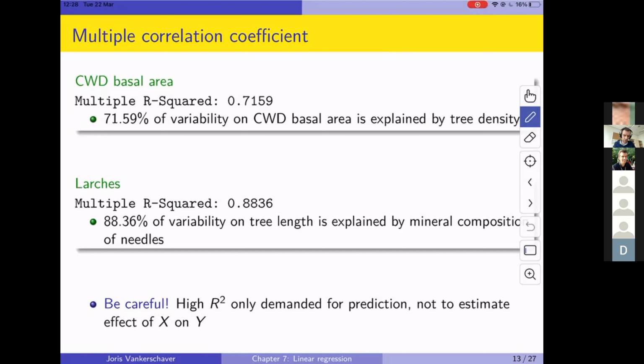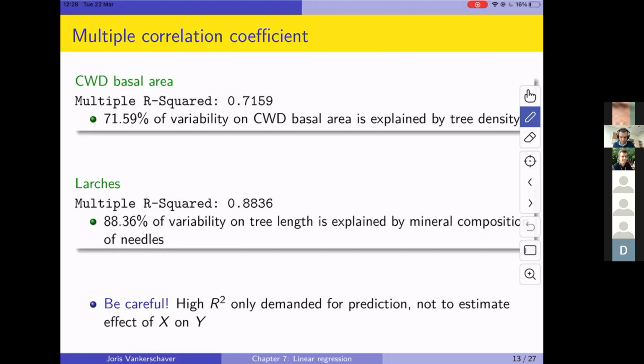And likewise, for the second example, the R squared was 88.36%. And here, same interpretation: the mineral composition explains 88.36% of the variability in tree length.